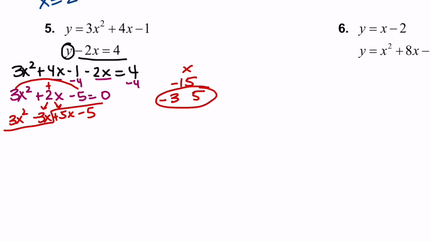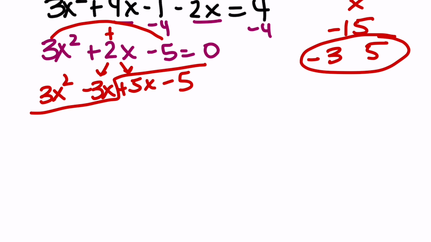I put in my lightning bolt. I have a 3 and an x in both of these pieces, so I'm going to divide a 3x out of each of those. If I divide this by 3x, I still have an x left. I'm going to have my parenthesis, x minus 3x divided by 3x gives me that negative 1 there. So I'm going to put a negative 1. Whatever sign you have here, you bring it down.